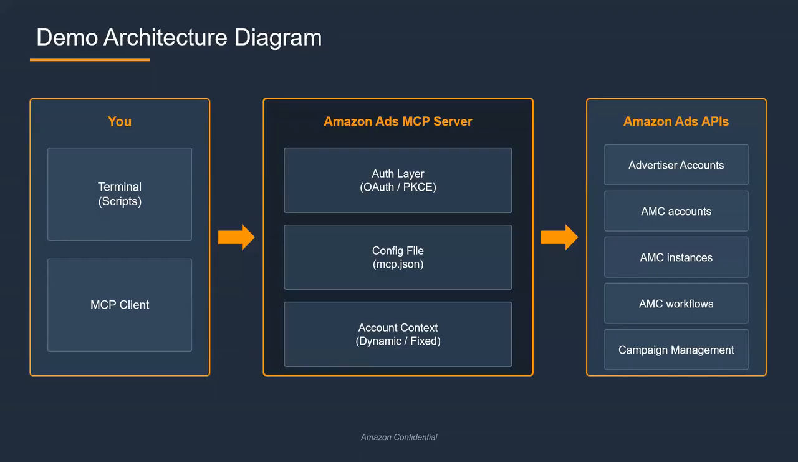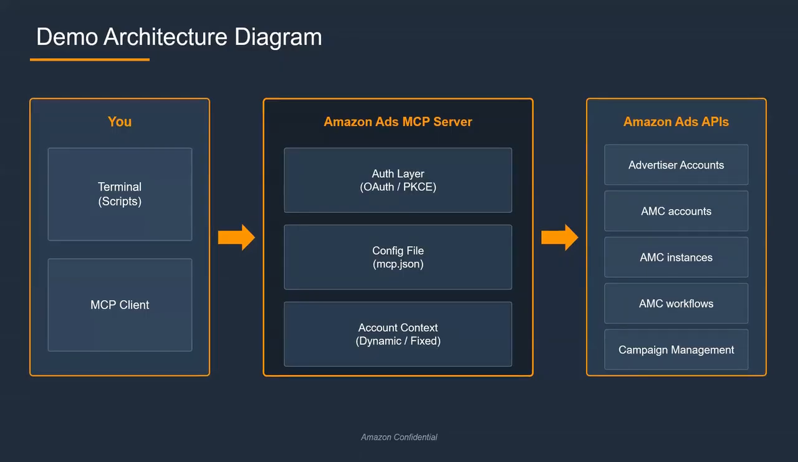And on the right side are the Amazon Ads APIs. We will interact with the advertiser account, the AMC account API, as well as the AMC instances and the AMC workflow. And we will also interact with the Unified Campaign Management API. But all the endpoints your agent will interact with will happen through the MCP server layer.